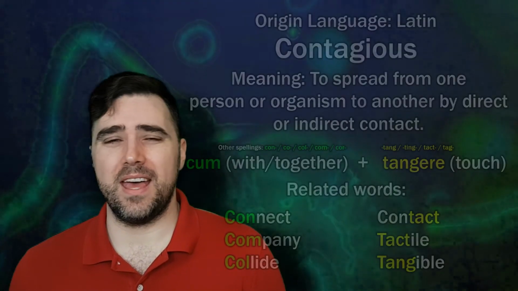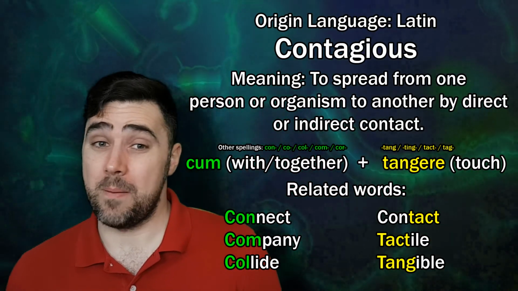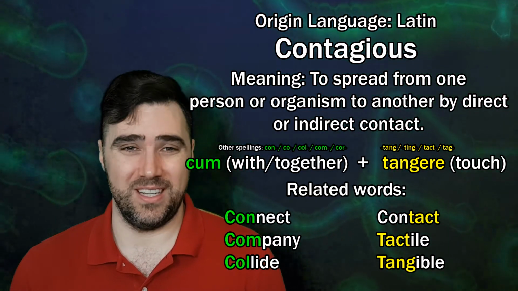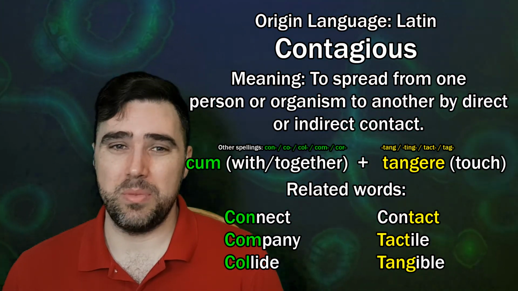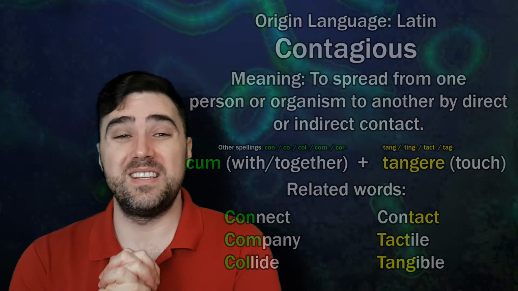We say that if something like a virus spreads quickly, that it is contagious. Contagious comes from the words com, meaning together, and tangere, which means to touch. This makes a lot of sense because it is when people come into contact with each other that diseases spread, right? One thing about the word contagious is that it is not limited to only diseases, but can be used for anything that spreads quickly.